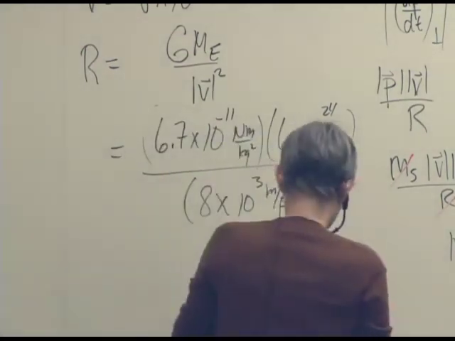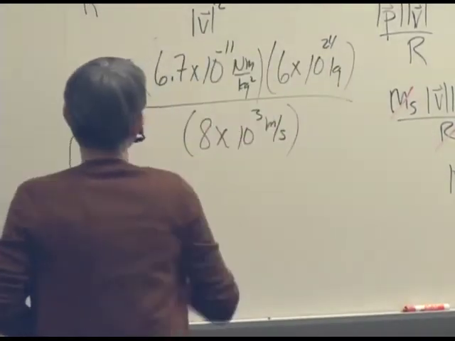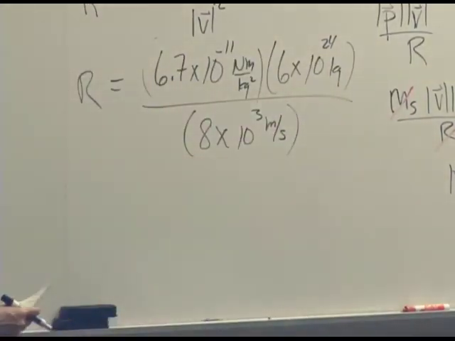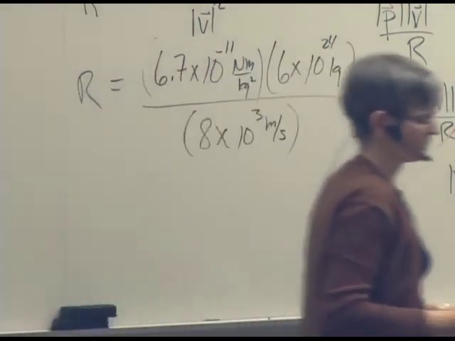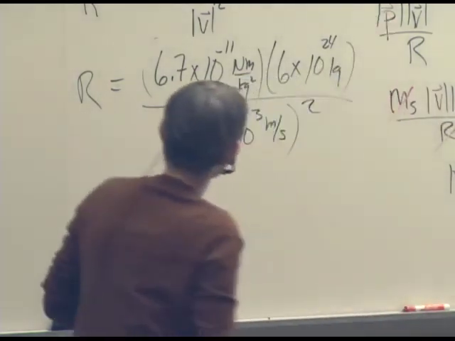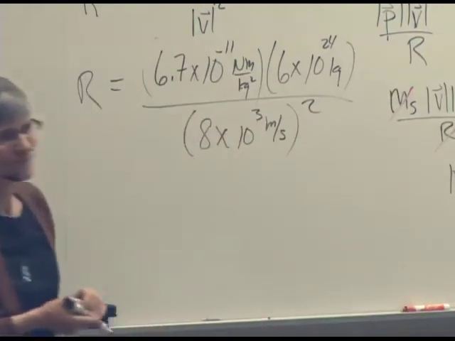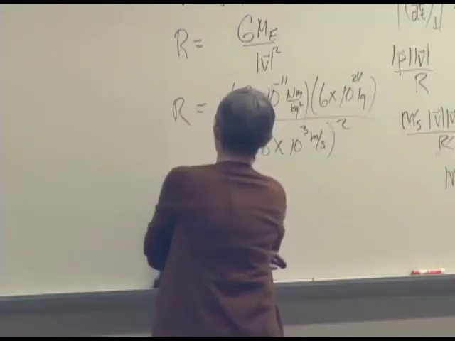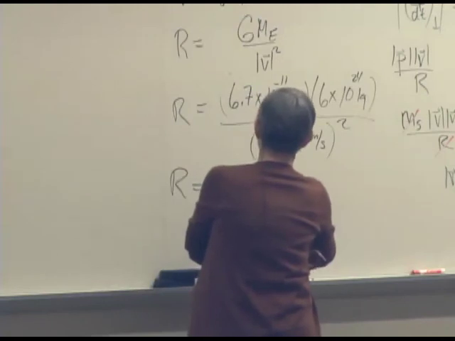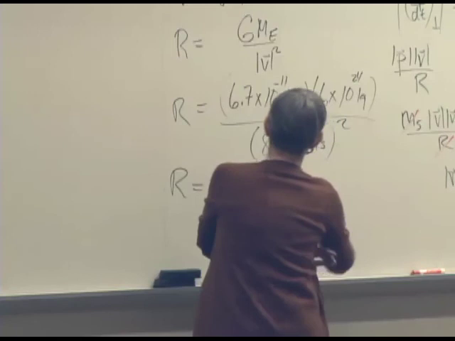And now we need to work it out, and we could find out what the radius of the orbit would be. Squared, thank you. And what does that come out to anyway? I actually didn't write it down. Somebody got a calculator? 6.2 times 10 to the 6th meters.